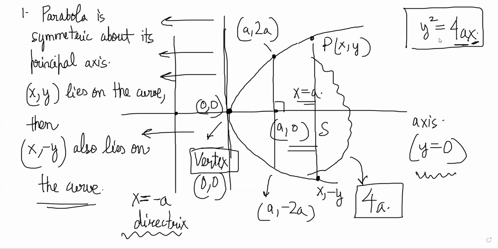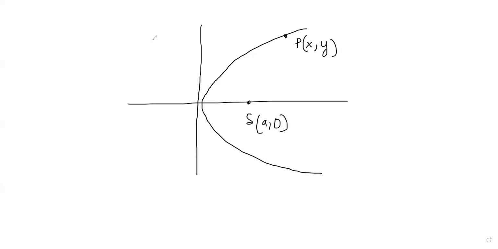We have also found the length of the latus rectum. We have found that it is equal to 4a. We can also discuss a certain important property. So if you have a standard parabola, y squared is equal to 4ax, and this is a point P (x, y). This is my focus, (a, 0). This is my directrix, line M, which is x is equal to minus a.